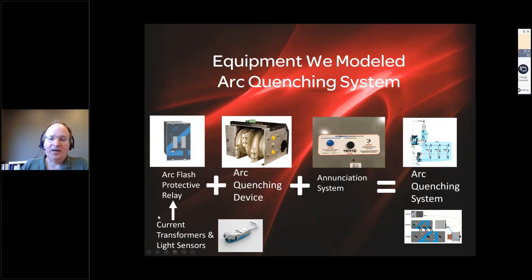So the current and light sensors are attached to the protective relay, attached to an arc quenching device and a control system that guarantees, in the case of a low voltage system, that the arc flash will be extinguished in less than 4 milliseconds. In the case of a medium voltage system, which is pictured in the lower right here, that's a picture of the arc quencher. A medium voltage system quenches in less than 6 milliseconds.